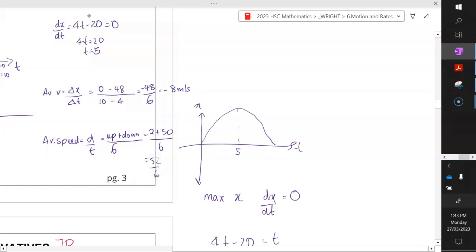So if we pop that in our calculator, what are we going to get? 8.67 meters per second. Okay, so that doesn't have a direction on it, while our average velocity does have a direction, which is minus 8.